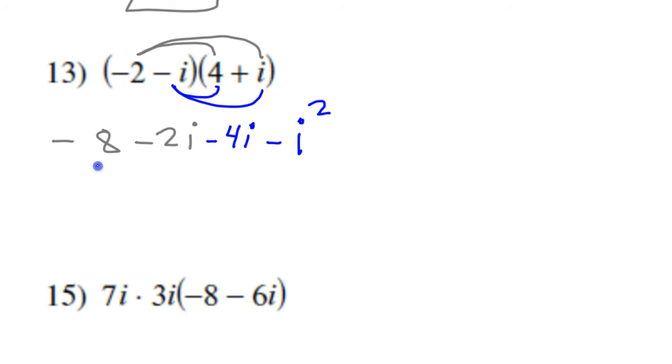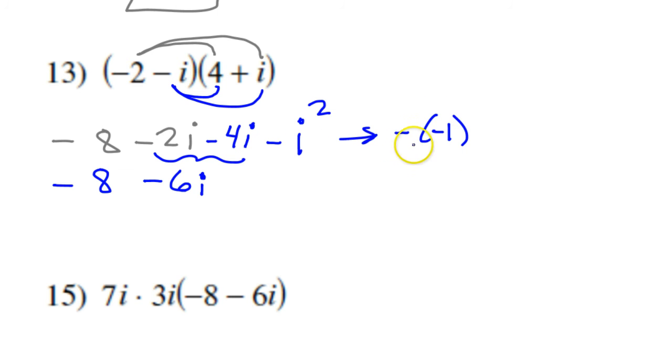So when I combine like terms, I've got negative 8, and I might as well put these together. Combining these like terms, I've got negative 6i. Now, this is negative i squared, so understand that that's negative 1. So this is going to be a positive 1. And negative 8 plus 1 is negative 7, so the final answer will be negative 7 minus 6i.